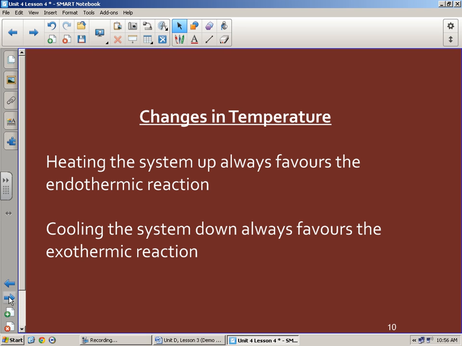Now we're going to talk about changes in temperature, and once again we saw this in the lab here today, but let's talk a little bit about this. Okay.